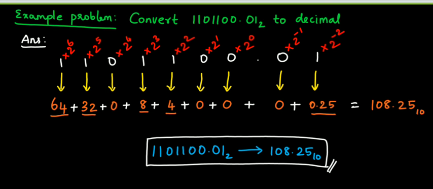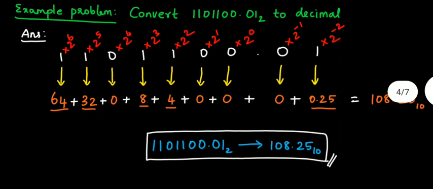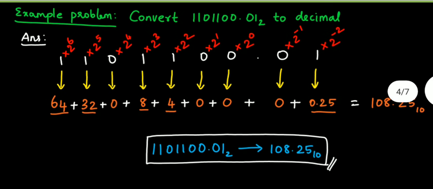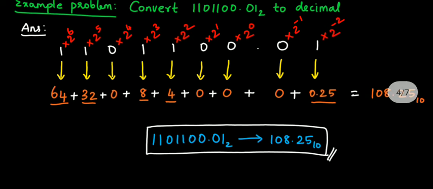Convert 1101100.01 to the base 2 to decimal. Which number is given here and which number do we want to calculate? Binary number is given and decimal number we want to calculate. So what is the binary number given? 1101100.01.